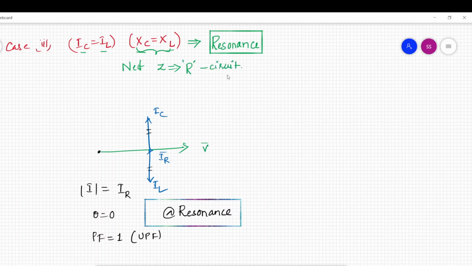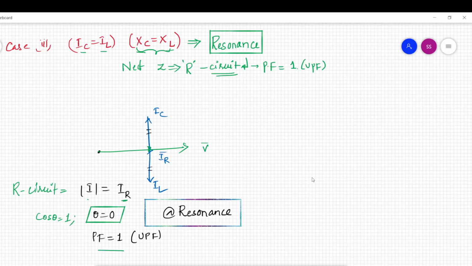Even though you have an inductor and capacitor, at the resonance condition the network behaves as a pure resistive network. What is the power factor for a resistor? That is 1, unity power factor. This special phenomenon is called resonance, which we are going to see in the next class. At this condition the phasor up to IR is the same. IC and IL are equal and opposite, so they cancel out. The total current will be due only to the resistor current because the circuit behaves as a resistive circuit. This happens at resonance, and the power factor angle will be 0 and the power factor will be 1.